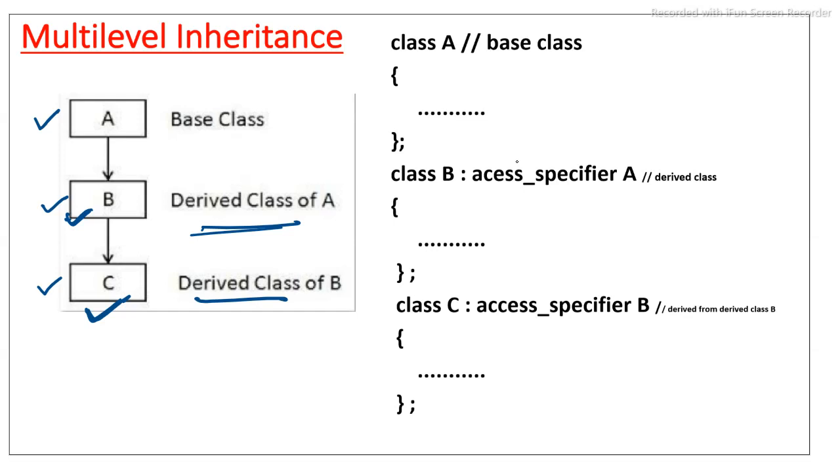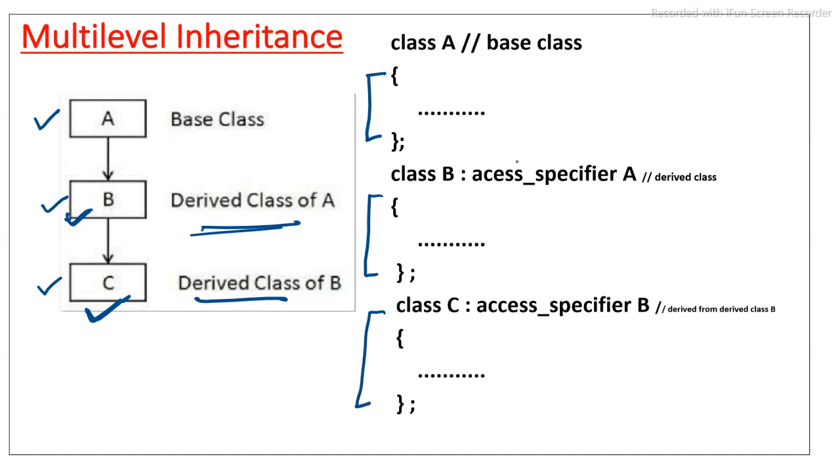And here on the right hand side, the syntax is being given. So this is the definition for class A, which is the base class. And here class B, which is inherited from class A, the definition is like class space B colon access specifier or derivation type space A. A is the base class here and B is the derived class here.